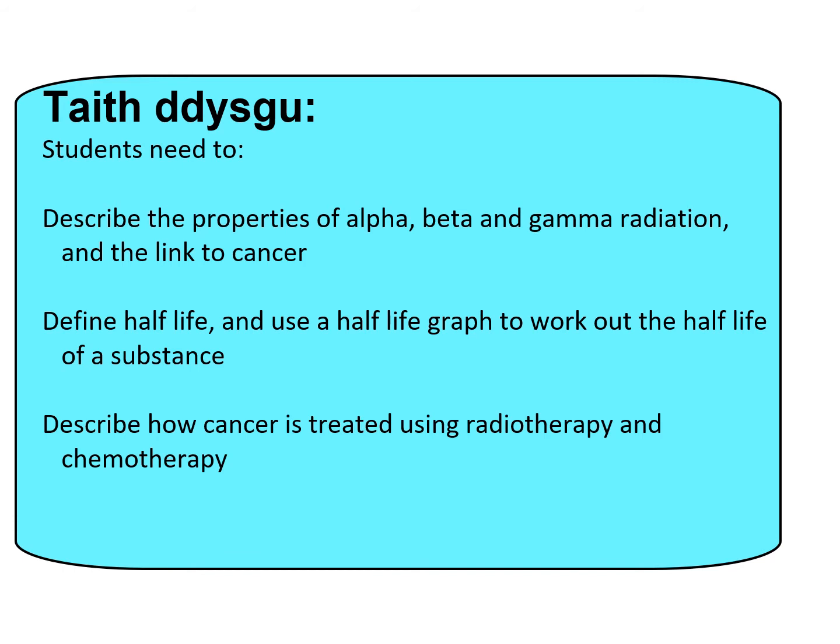So these are the things we're covering today. The properties, as I said, of alpha, beta, gamma, the link to cancer, what we mean by half-life and how we can work that out from a graph, and cancer treatment.